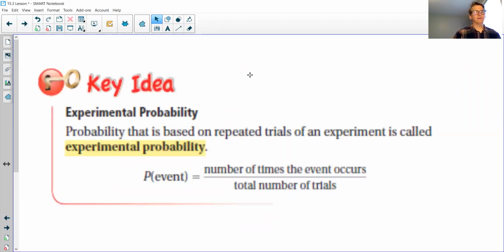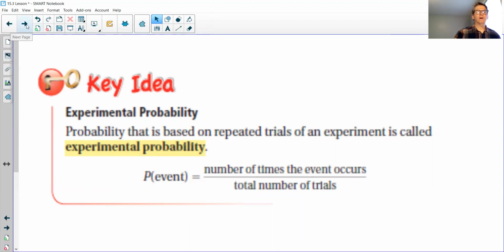Key idea, experimental probability. Probability that is based on repeated trials of an experiment is called experimental probability. So the probability, P, of an event is equal to the number of times the event occurs divided by the total number of trials. So this is experimental probability.